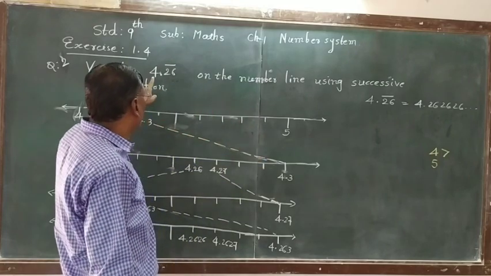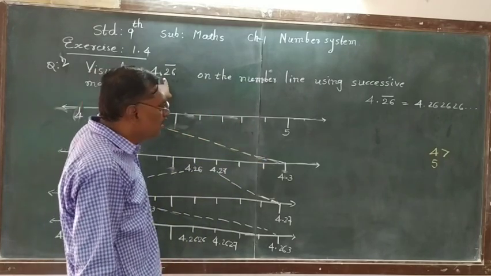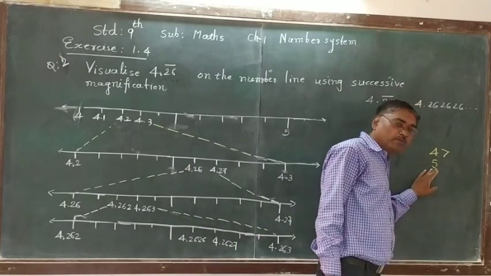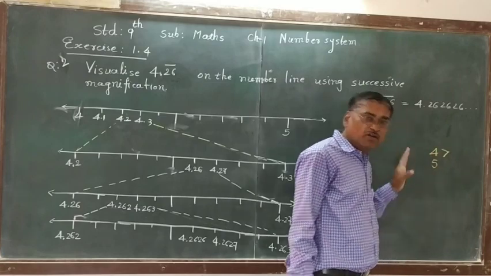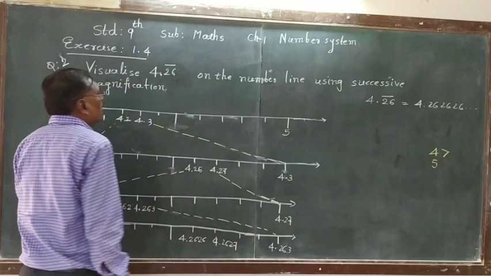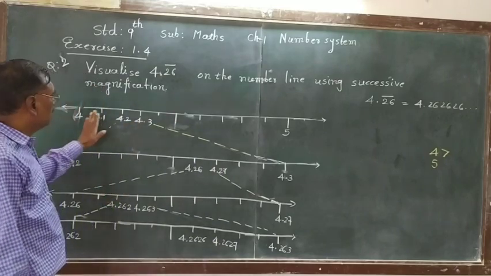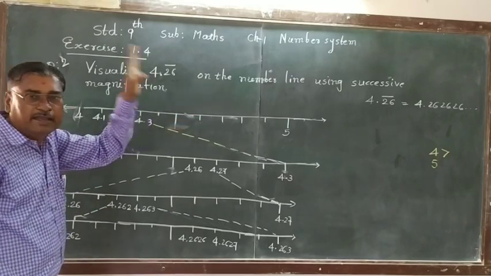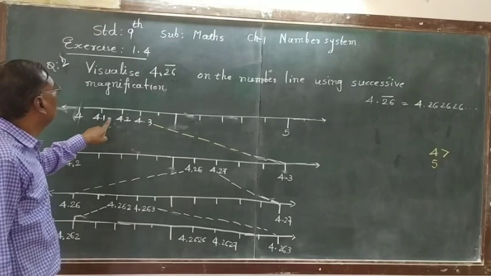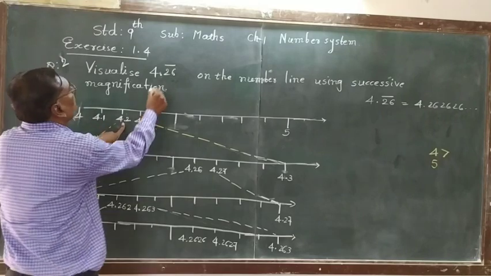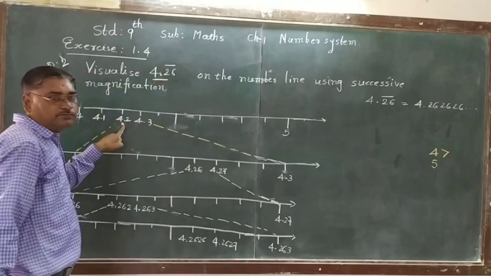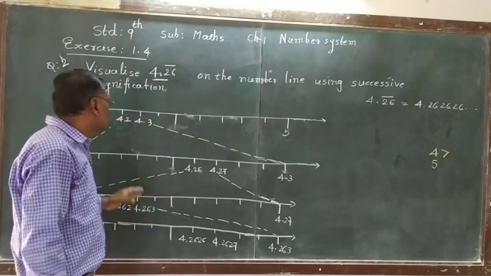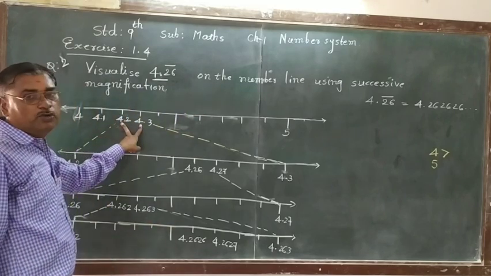Now see, 4.2 means this number is more than 4, and less than 5, so the given number is between 4 and 5. Between 4 and 5 there are 10 decimals: 1, 2, 3, 4, 5, 6, 7, 8, 9 and 10. So this is 4.1, 4.2, then 4.3, 4.4, 4.5 and so on. So we obtain these two numbers 4.2, 4.3.